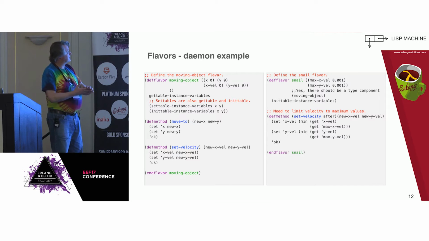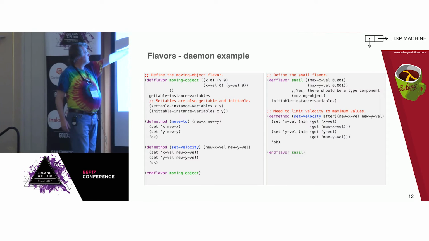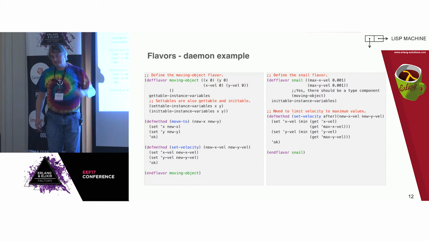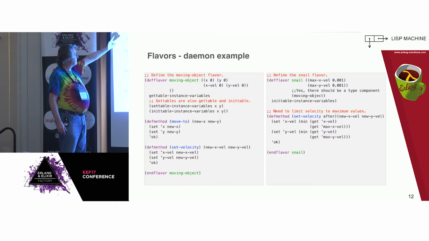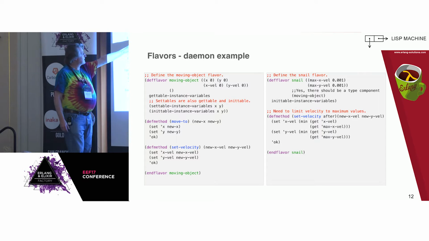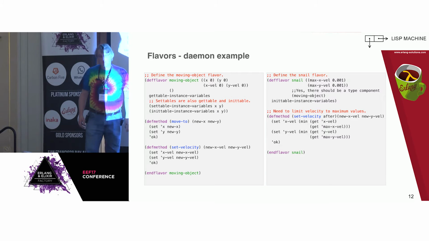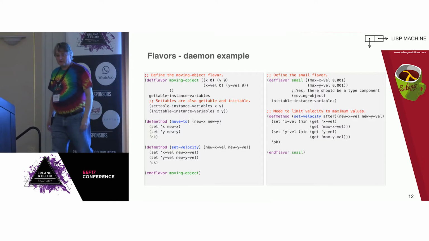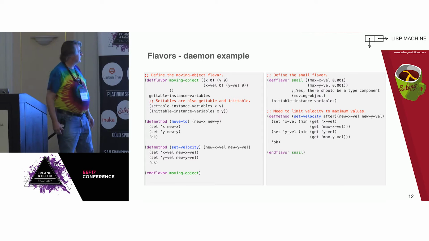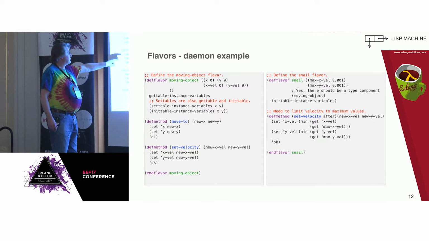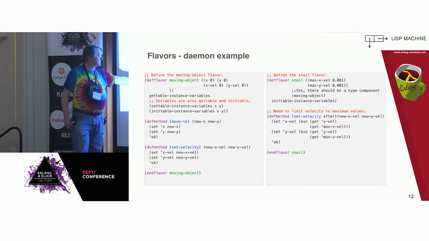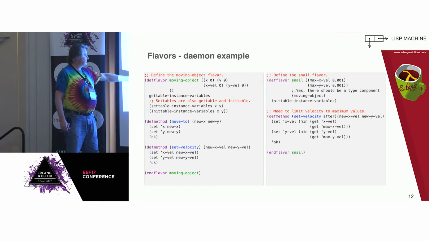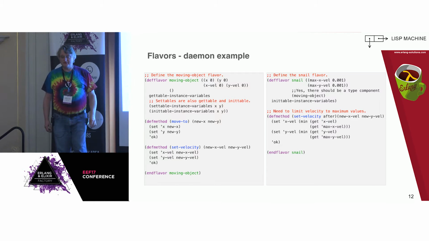So I'm defining a moving object flavor here with instance variables x, y, and x velocity and y velocity, and default value for those just 0. They're all gettable, so I'm going to get methods, I'm going to get set methods, and I'm just saying these are initable. I can't set the x and y. There's no set method defined for x and y, and they're not initable either. But I can define a move to method here, which just sets x to a new x and y to a new y. And I can do a set velocity method here, which takes a new x velocity, a new y velocity, and sets x and y vel to those. That's my moving object flavor.